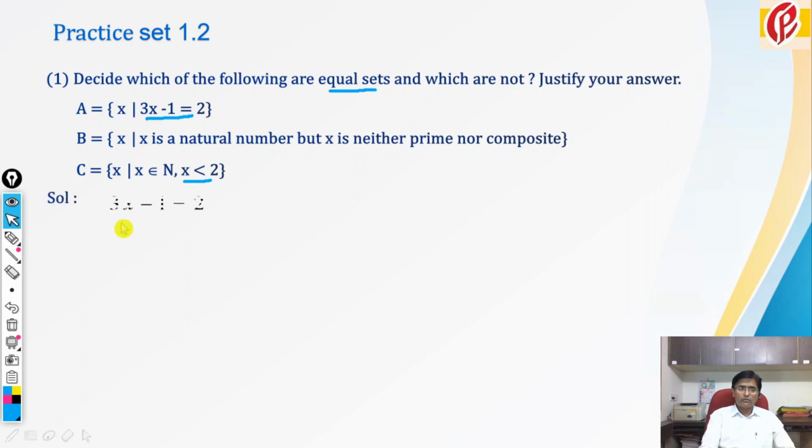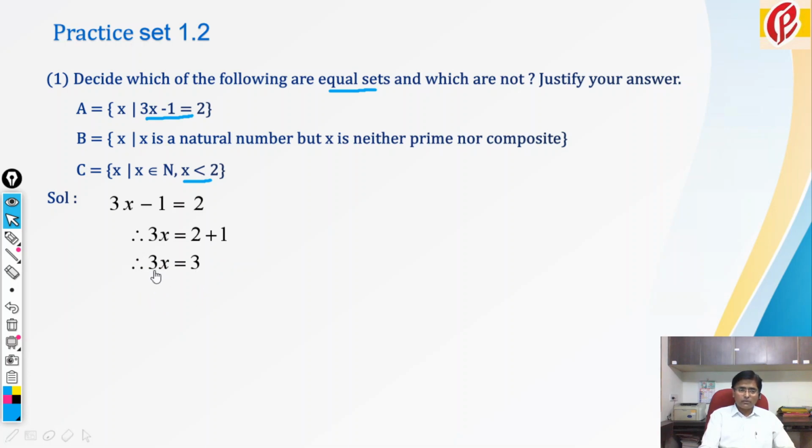Solution. Write the formula. What is that formula? 3x minus 1 is equal to 2. Next step is, you will have to shift this minus 1 to the right side, so it will become plus 1. So 3x is equal to 2 plus 1. Therefore 3x is equal to 2 plus 1 is equal to 3.